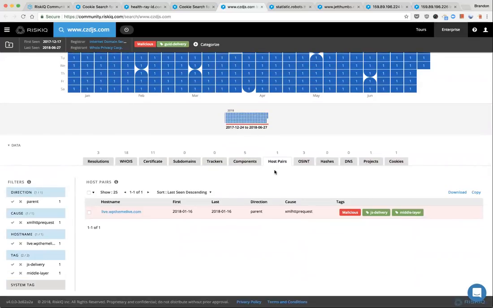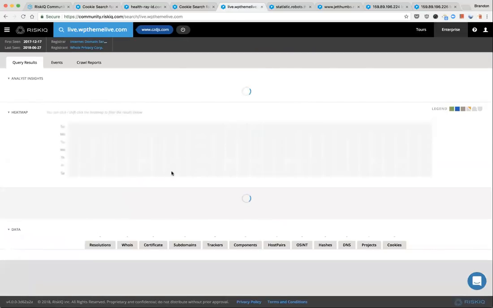We could see here from a host pair perspective, we have that AJAX request, which we had seen previously. And we could see that in this particular case, it was live.wpthemelive.com actually reaching out to czdjs.com. So from here, I could pivot on this. I could tell you just from my own analysis that this website is malicious, and it does have a number of other connections to some live operations going on. So we'll click that and let it load.